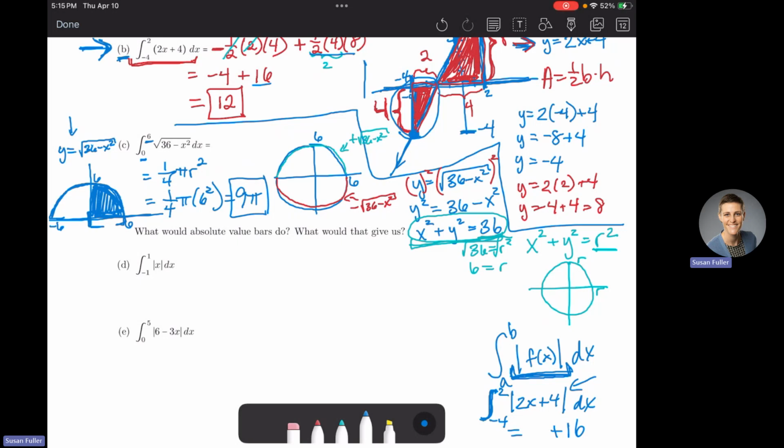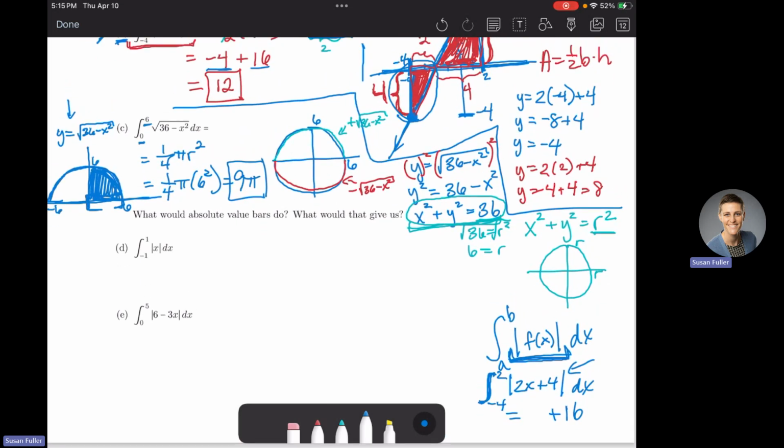And then it would also take the area of this triangle down here, but it would make it positive. So instead of this triangle having an area of -4, the absolute value would make that triangle have an area of +4. So if I put an absolute value in here, this one would give me an area of 20. Absolute value bars make your function and thus the area positive everywhere. So we're going to use absolute values to force our integrals to count all area as positive.